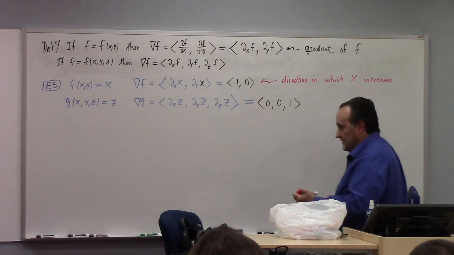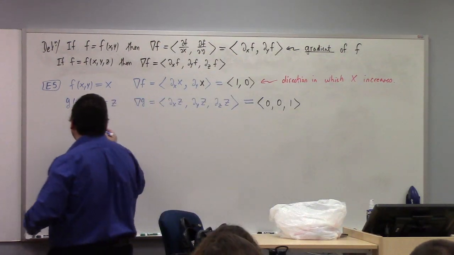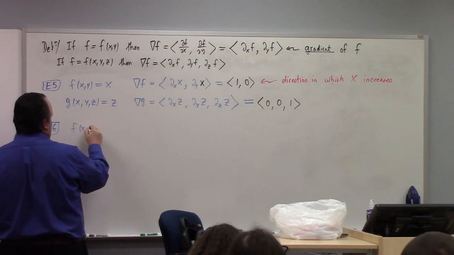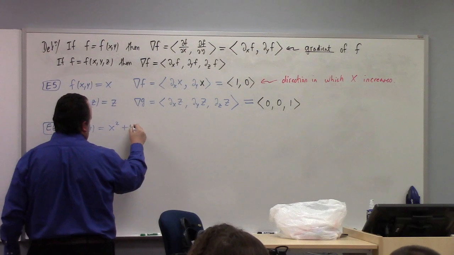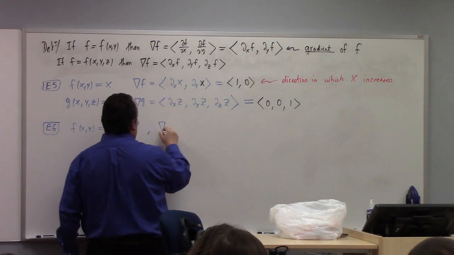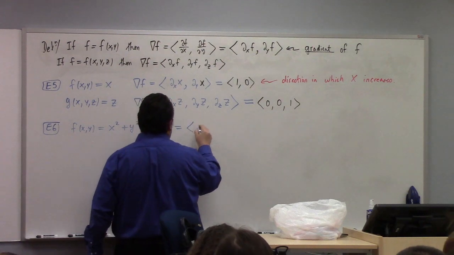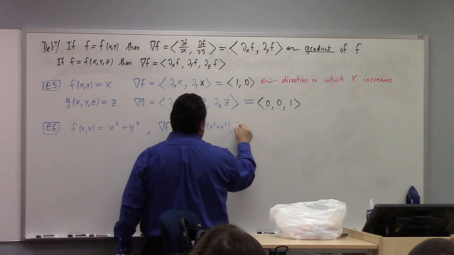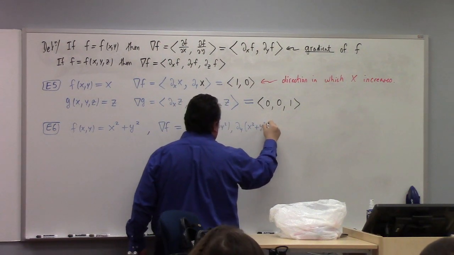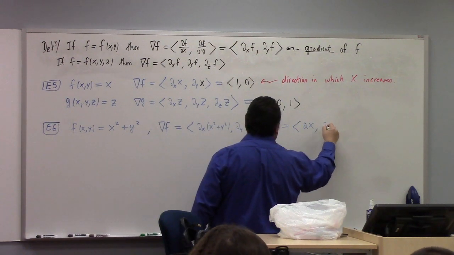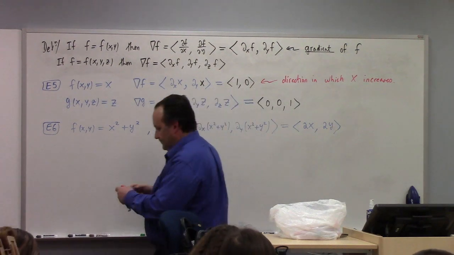This is more exciting, of course, if we look at a function which is not just stupid like these. How about this? If we look at f of x comma y equals x squared plus y squared, this is a kind of interesting function. What's its gradient? Well, the gradient of f is what? Partial x of x squared plus y squared, partial y of x squared plus y squared. That, my friends, is 2x, 2y.